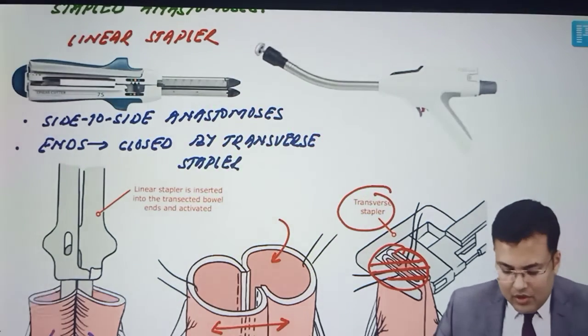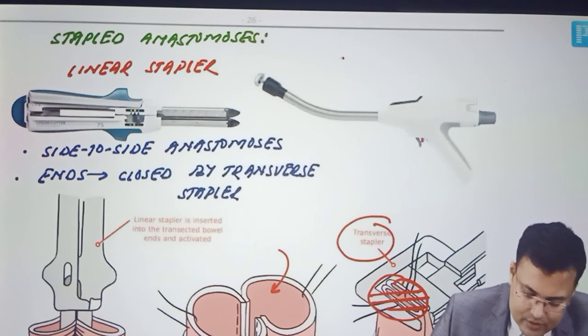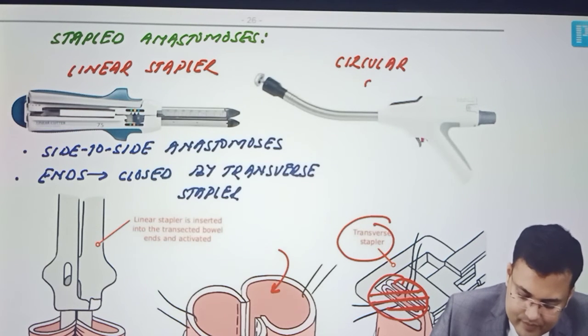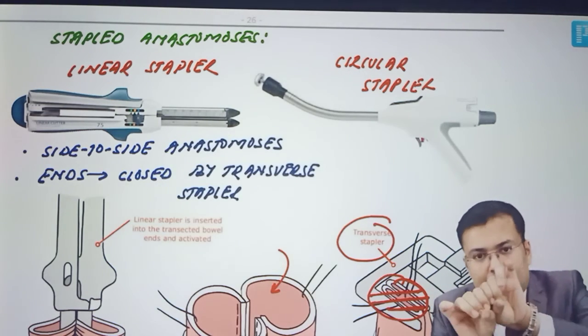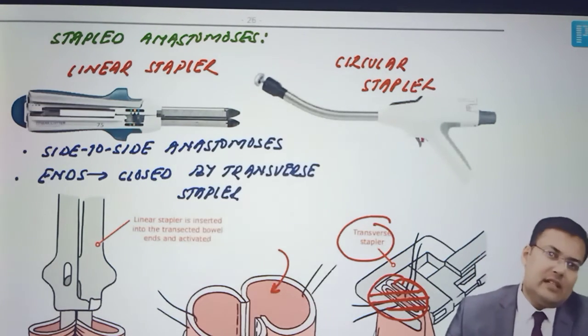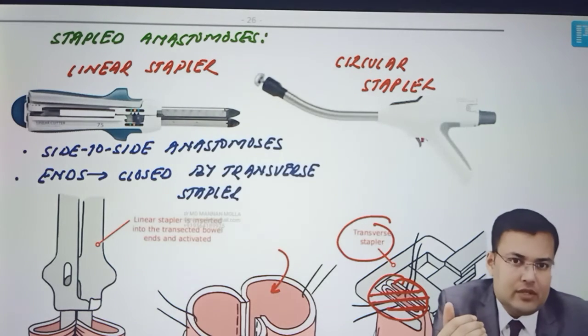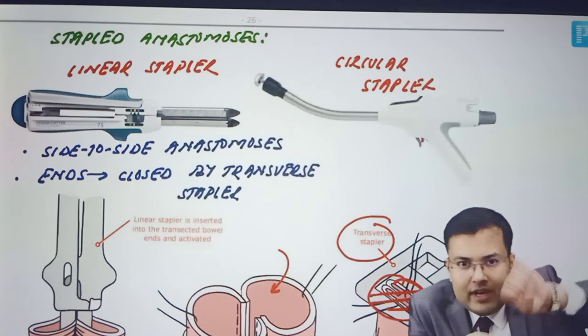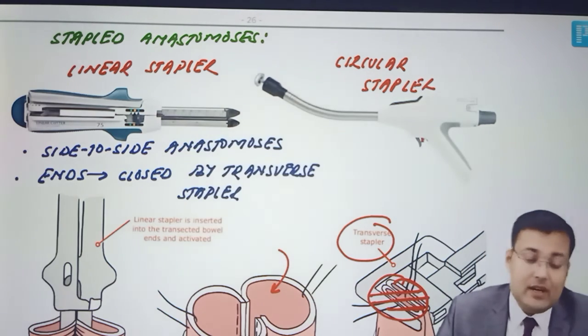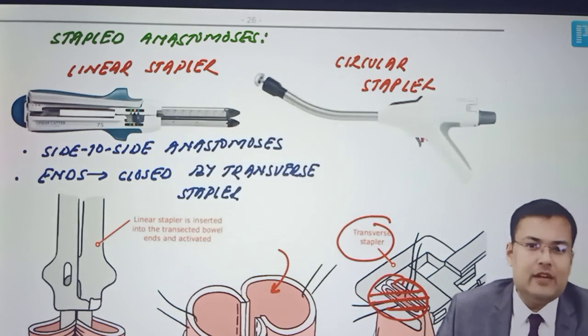Right? Now, what is the use of the circular stapler? This is the circular stapler. Generally, the circular stapler is used for end-to-end anastomosis. Clear? Especially in colorectal anastomosis and coloanal anastomosis. Whenever we go for low anterior resection and end-to-end anastomosis of bowel, we use the circular stapler. Even in stapler hemorrhoidopexy, we use the circular stapler.